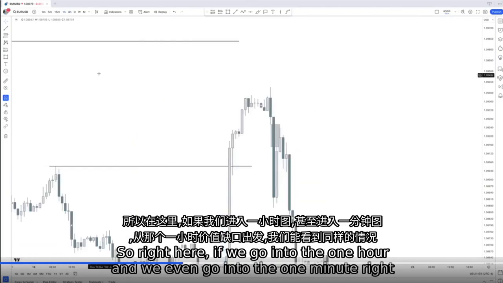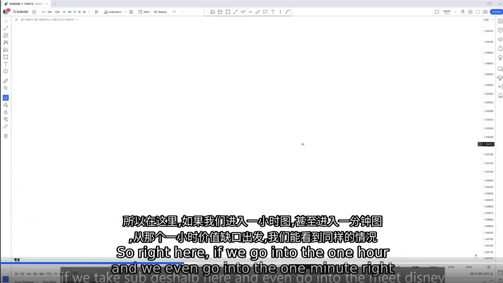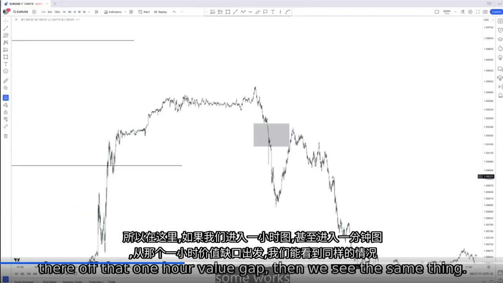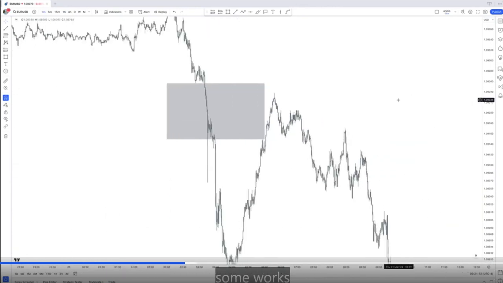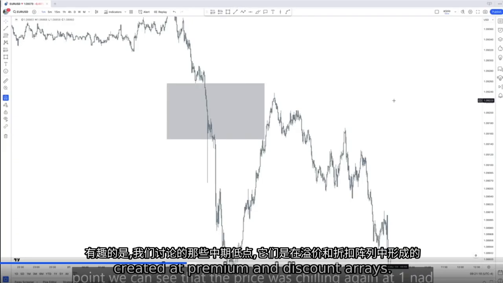So right here, if we go into the 1 hour and we even go into the 1 minute right there of that 1 hour fair value gap, then we see the same thing. So the funny thing is, those intermediate term highs, intermediate term lows that we talk about, they get created at premium and discount arrays.